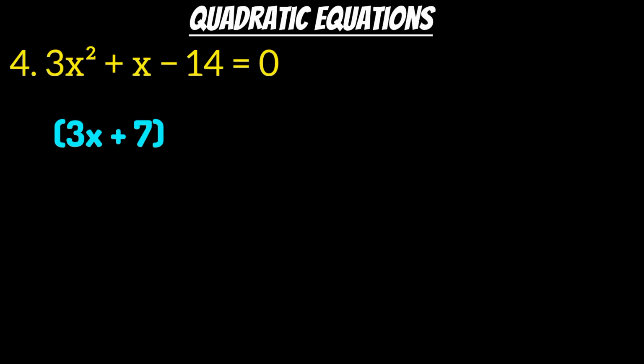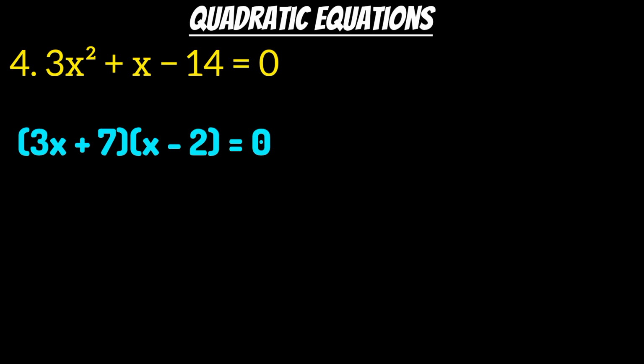Question 4, 3x squared plus x minus 14 is equal to 0. We factor this to 3x plus 7 and x minus 2. Solving for x, we get x as negative 7 over 3 and x also as 2.